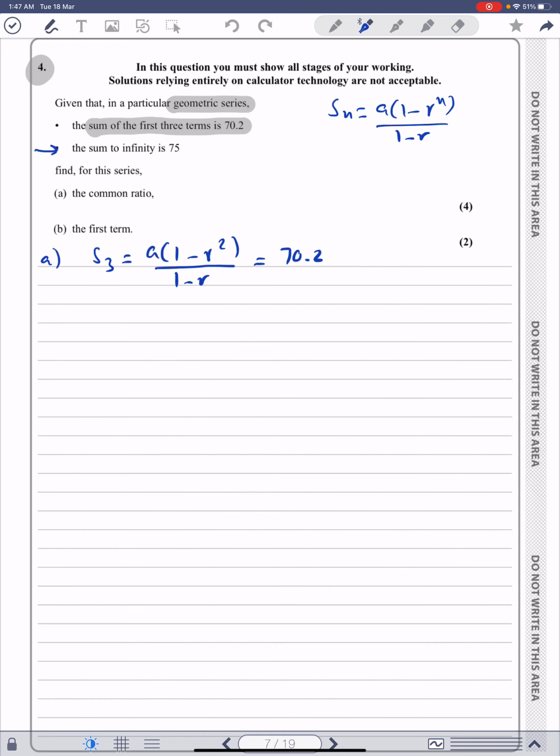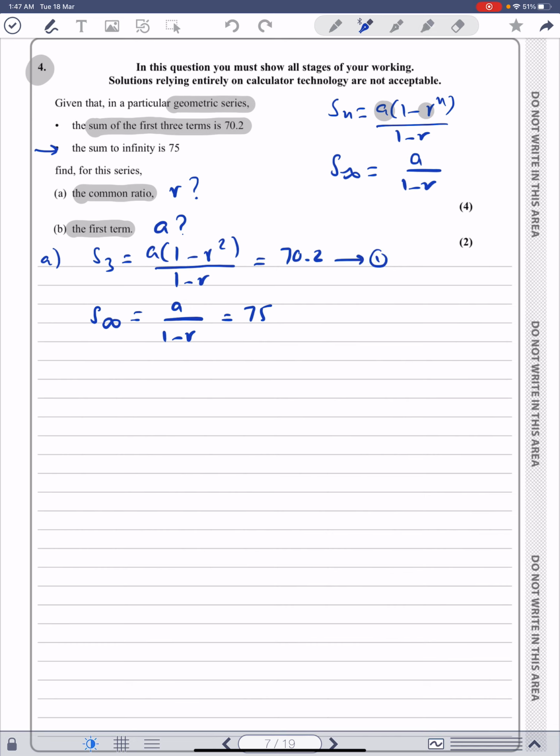Second information given, sum to infinity. Sum to infinity is equal to a over 1 minus r. So a over 1 minus r is equal to 75. In the question he wants only to find the common ratio, which is r. What does r equal? Second one, or part B, the first term, which is a. So he wants a and r of this series.